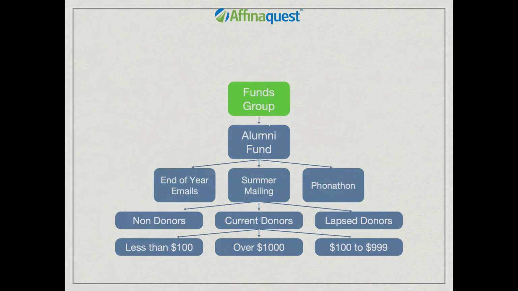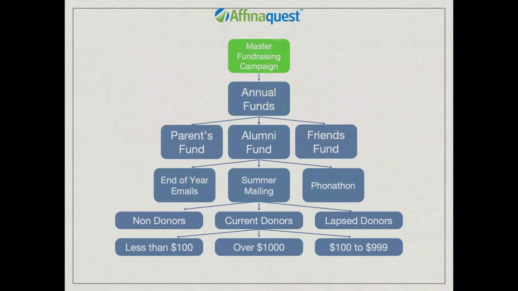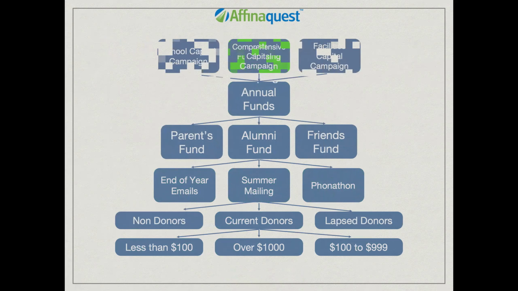Then you can have a funds group that would basically be, okay, here are all the annual funds that we're running, Parents Fund, Alumni Fund, Friends Fund. Of course, each of those can have levels below it. And then that master fundraising campaign. And there can be multiple master fundraising campaigns. Let me point out that we are about to add a new object on here, a new one at this level, the top level, that's going to be called a capital campaign object. We're doing that so you can have more data within the capital campaign object, like goals and so on.